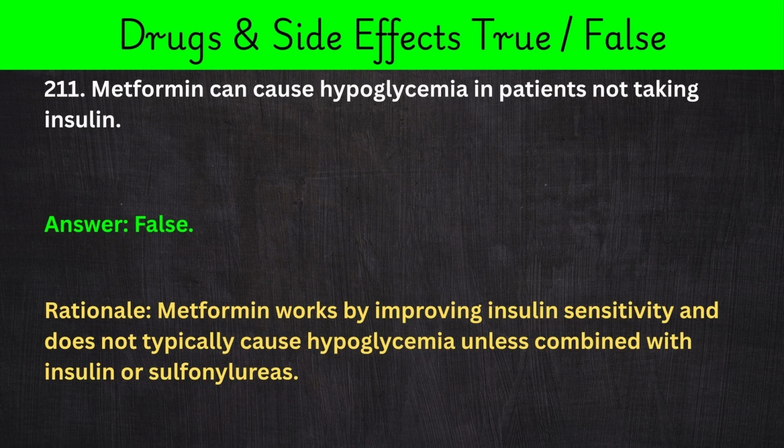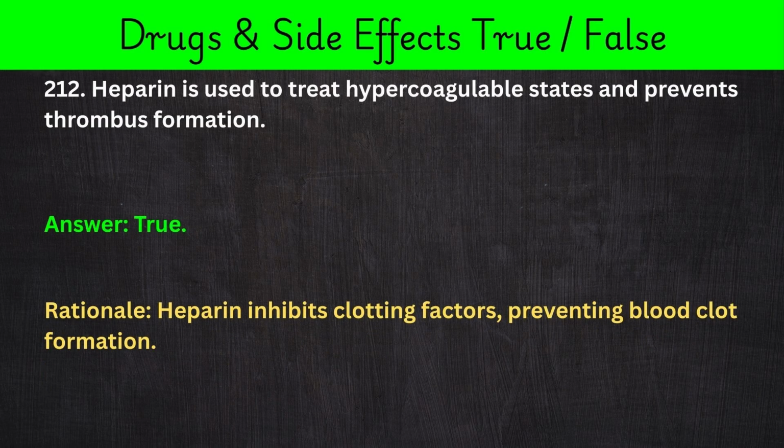211. Metformin can cause hypoglycemia in patients not taking insulin. Answer: false. Rationale: metformin works by improving insulin sensitivity and does not typically cause hypoglycemia unless combined with insulin or sulfonylureas. 212. Heparin is used to treat hypercoagulable states and prevents thrombus formation.